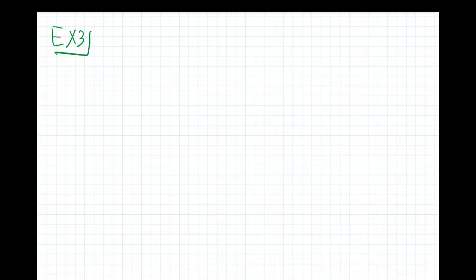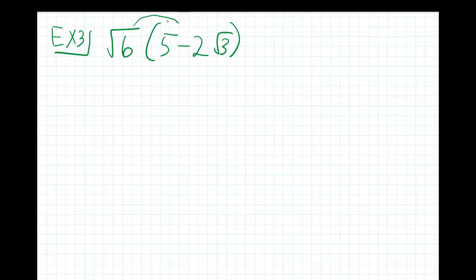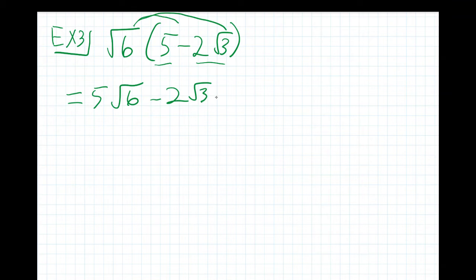So example 3. Let's say I would have the square root of 6 times 5 minus 2 square root of 3 here. So we have our parentheses. This means we're distributing the square root of 6 inside. So the square root of 6 is getting multiplied by this 5, and then the 2 square root of 3 there. So this becomes 5 times the square root of 6 minus 2 times the square root of 3 times the square root of 6.